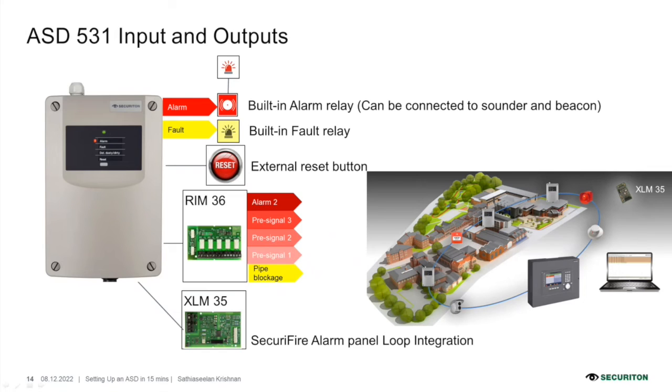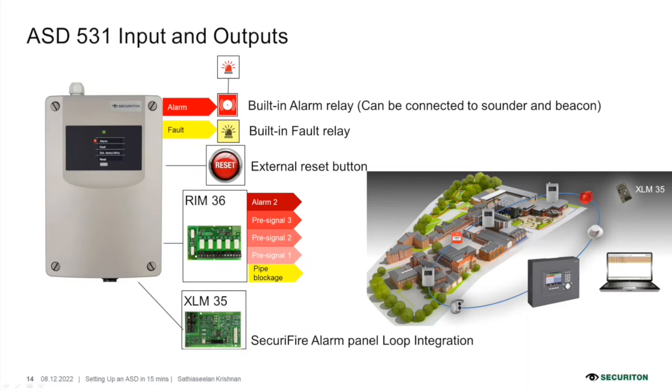Okay, with that note, let me explain the inputs and outputs available in the small and robust unit of the ASD 531. Let me start from below. The XLM, as I mentioned earlier, is the Sakura line module, and it's used to connect the ASD to Sakura, to mix it into the loop, and it can be addressed. The ASD can be addressed, and you can reset. It can also be called a high-level interface module, whereby you can give alarm and pre-alarms and also reset the system, and the rest of the information can be derived from the Sakura system.